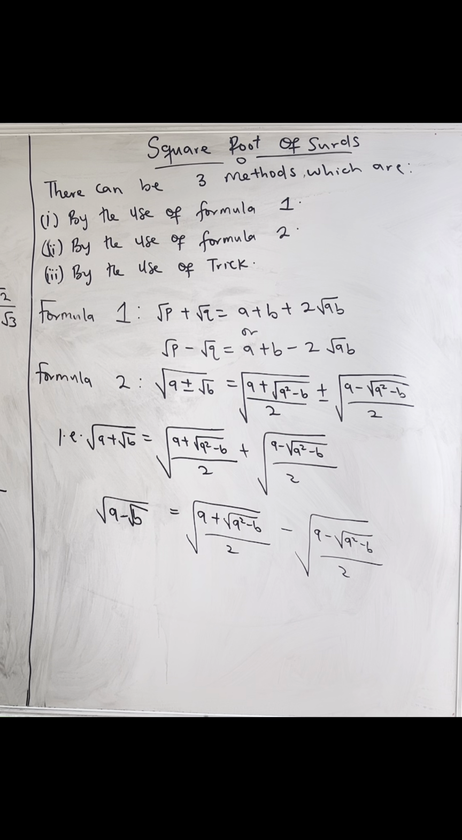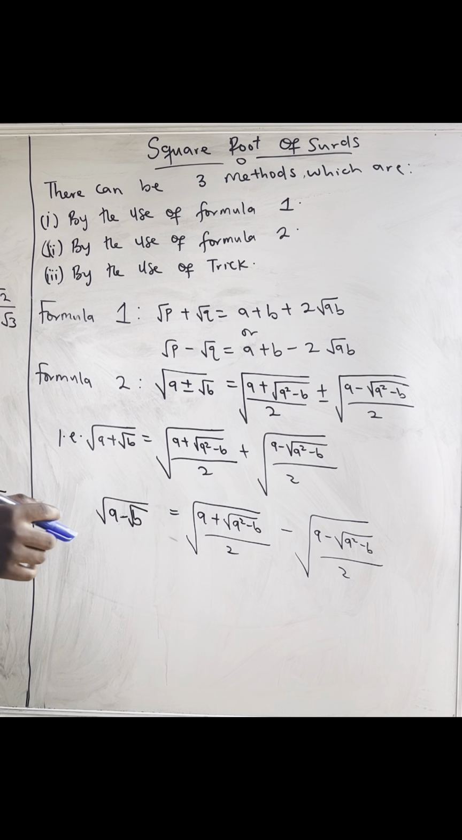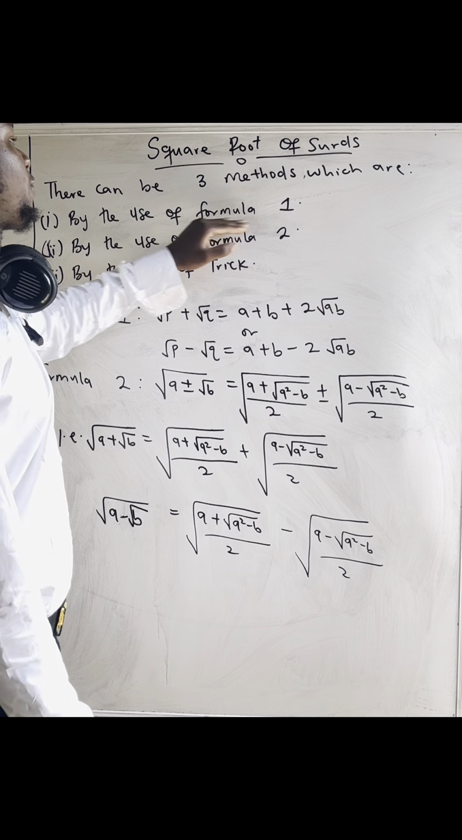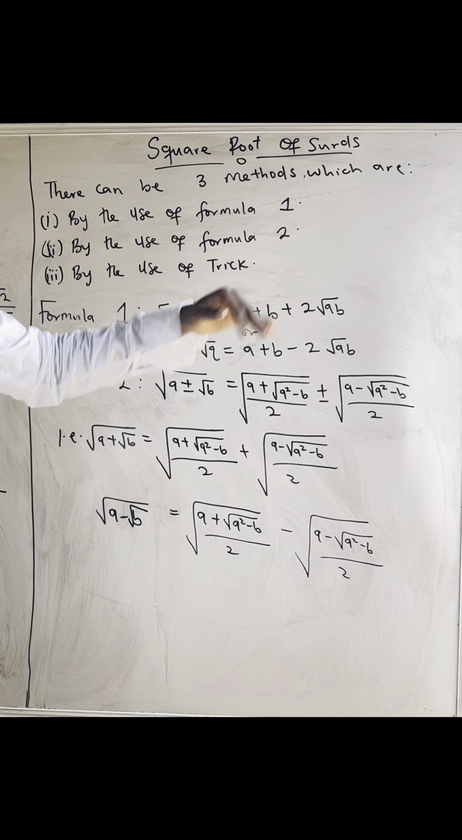Good day, guys. Today we are going to be talking about the square root of surds. Now, there are three major ways of approaching questions on the square root of surds. The first way is by the use of formula 1. The second way is by the use of formula 2, while the third way is by the use of a trick.